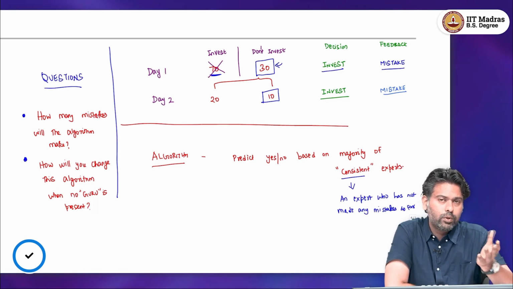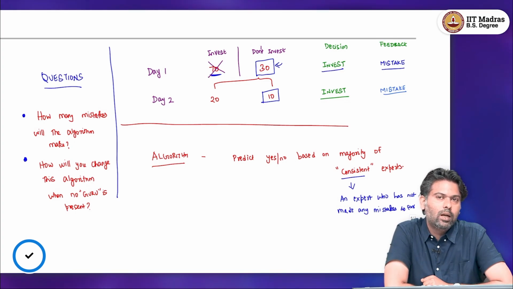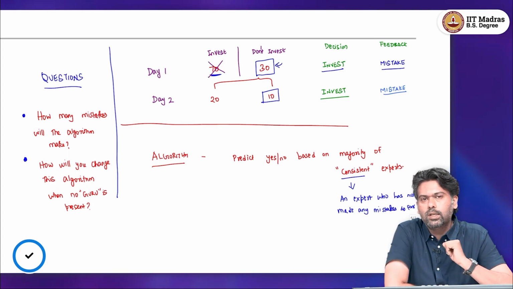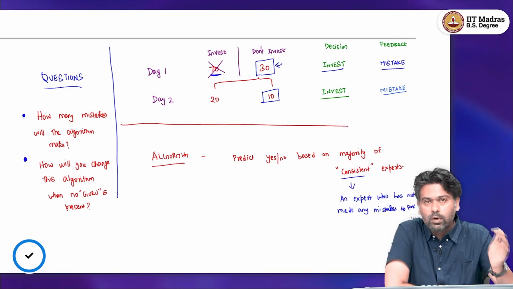And I'll leave you with two questions: how many mistakes will this algorithm make, and how can you adapt this algorithm when there is no stock market guru. With this, we will conclude our module on sequential decision making.